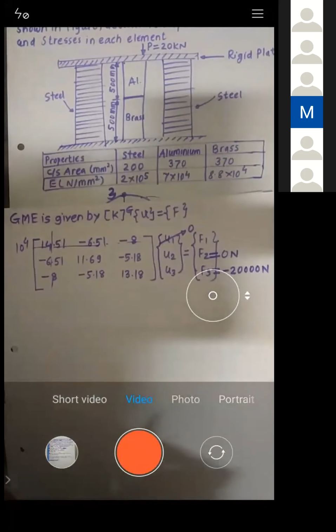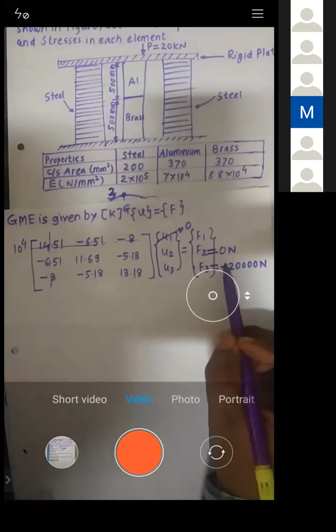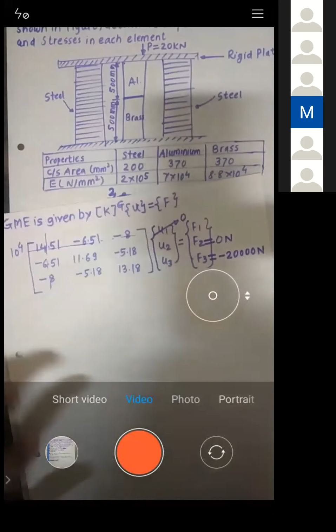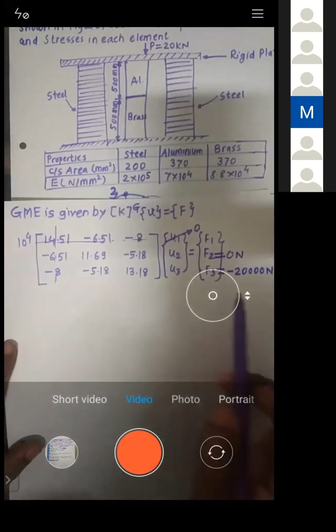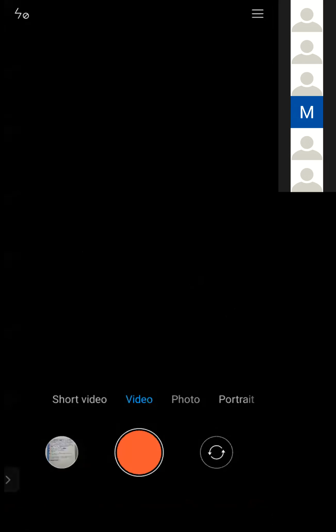Let me finish first. What I am doing, the forces which are applied in downward direction, I am taking as a minus. Whatever reaction I will get in upward direction, it will come as a plus. If you want to do it reverse, you can do that. If you take this as a plus value, then the value of F1 you will get as a minus value.